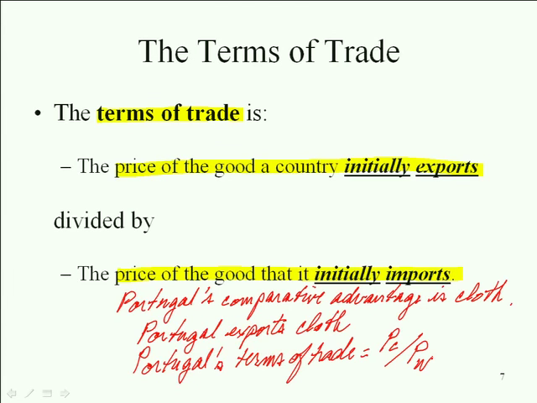Now, as we can figure out from this, when the relative price of cloth rises, we call that an increase in the terms of trade. So that would be for Portugal. For the country that is importing cloth, exporting wine, it's a decrease in its terms of trade. Okay, so what's happening to relative prices also tells us what's happening to the terms of trade.